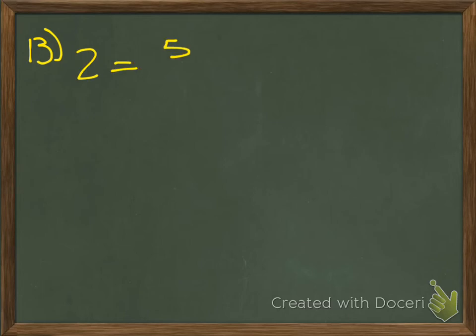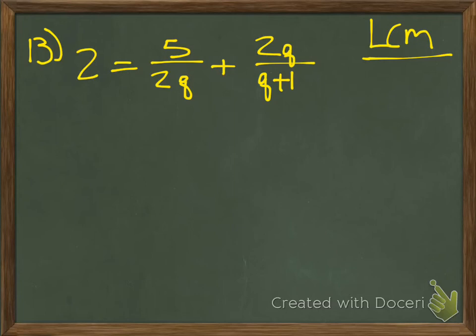Number 13, I'm going to say, what's my least common multiple? And my least common multiple is just the 2q plus q plus 1.